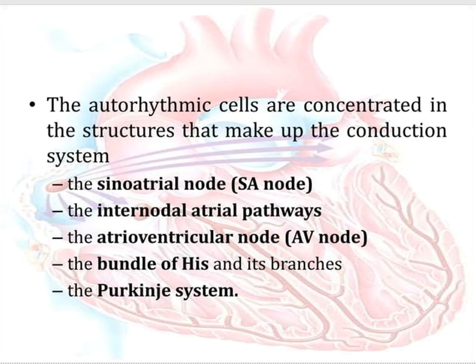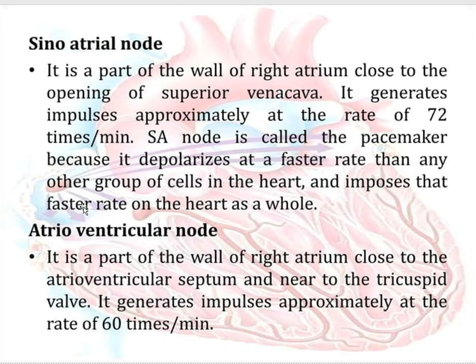As we have discussed, here are some details of the SA node and the AV node. The SA node is part of the wall of the right atrium close to the opening of the superior vena cava. Superior vena cava and inferior vena cava, two things you know. Superior vena cava receives the blood from the upper part of the body, and inferior vena cava receives the blood from the lower side of the body. The SA node generates impulses. As I've told you, this is the natural pacemaker. It generates impulses at a rate of 72 times per minute.